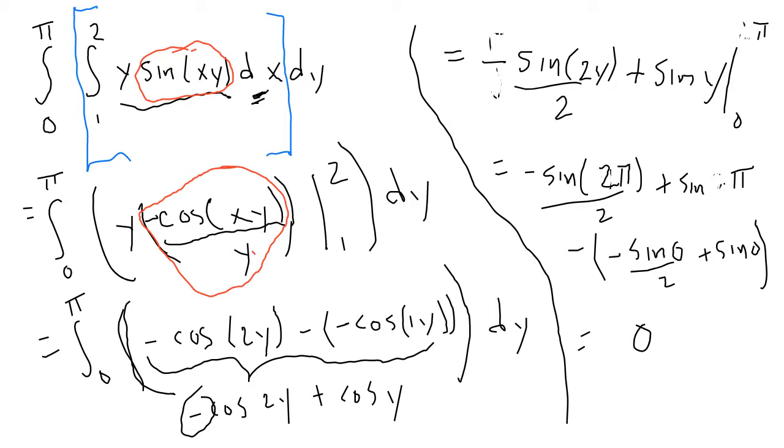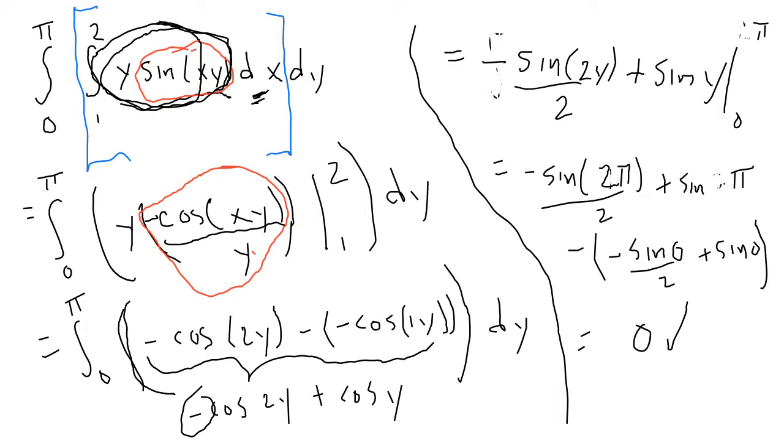Okay, well, so that's interesting. What's going on here? We have this surface y times the sine of xy, and we're finding the volume underneath the surface, and we end up with a volume of 0. So what happened there?